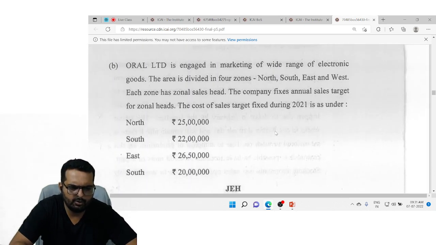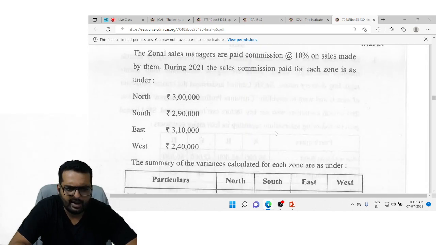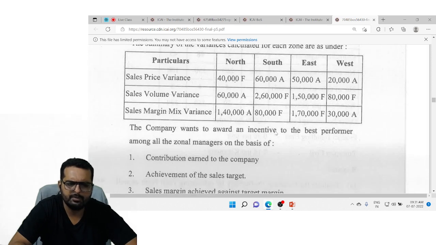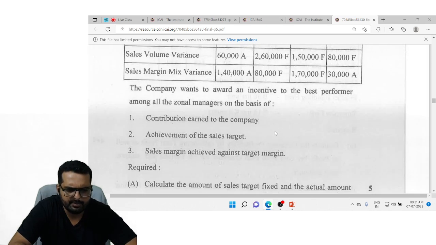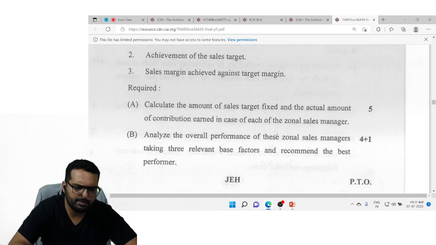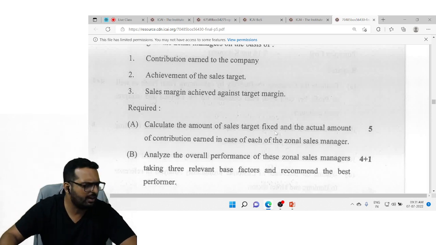Okay, so they have some 4 zones. They have the sales target for all the 4 zones. And there is a commission also. Sales price, volume. Okay. Price variance, volume variance, margin mix variance. They want to go a backward working. Let me work out this problem, Deepa. Okay, we'll do it today evening or we'll do it on a coming date. But I'll cover this question in the class for sure.